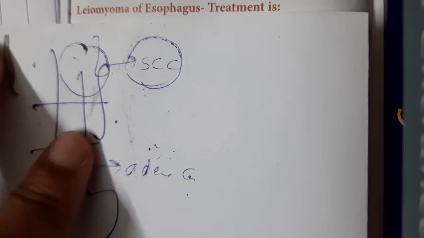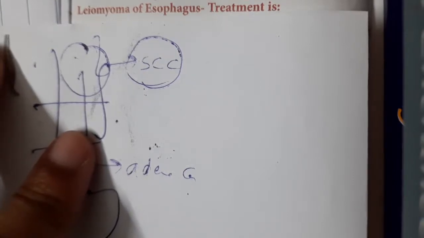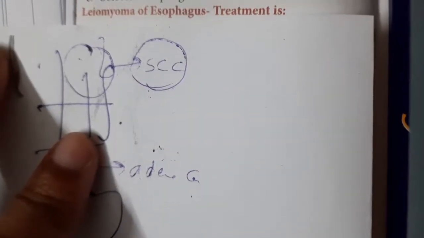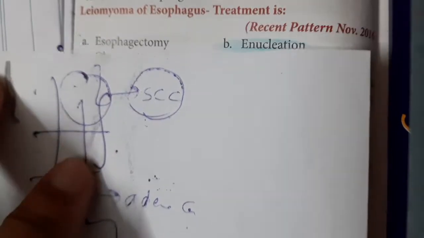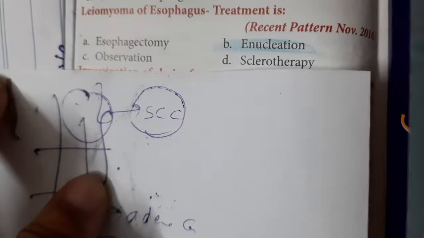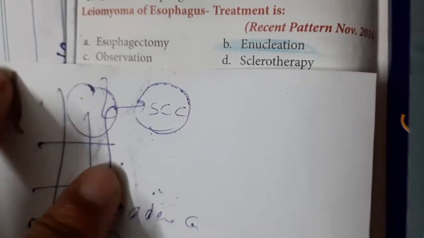The first MCQ is on leiomyoma of esophagus. Treatment of leiomyoma of esophagus is, this is a straightforward question. In leiomyoma you do enucleation, because the leiomyoma has a clear capsule surrounding it. Enucleation is easier in leiomyoma.